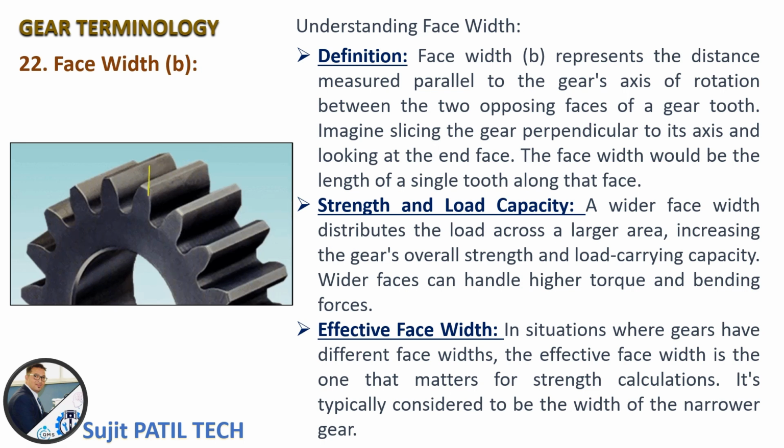Strength and load capacity: a wider face width distributes the load across a larger area, increasing the gear's overall strength and load carrying capacity. Wider faces can handle higher torque and bending forces. Effective face width: in situations where gears have different face widths, the effective face width is the one that matters for strength calculations. It's typically considered to be the width of the narrower gear.